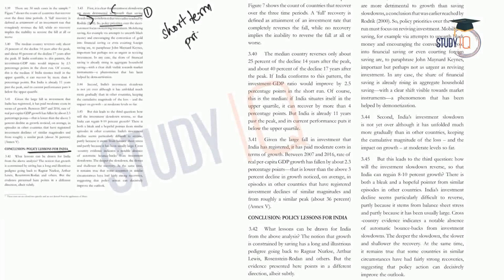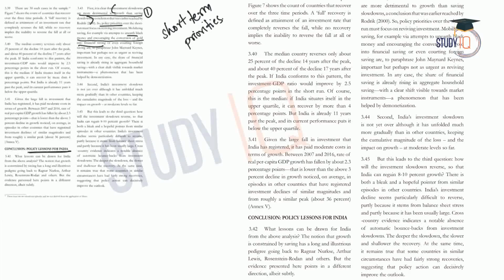So short-term priorities must be given for investment. And in case of saving slowdowns, what the government can do is to unearth black money, encourage the conversion of gold into financial savings, etc. This can be done, but the priority must be given for investment slowdowns.